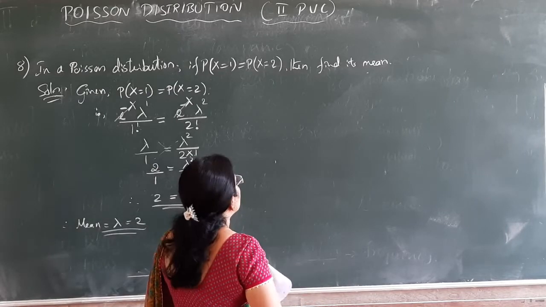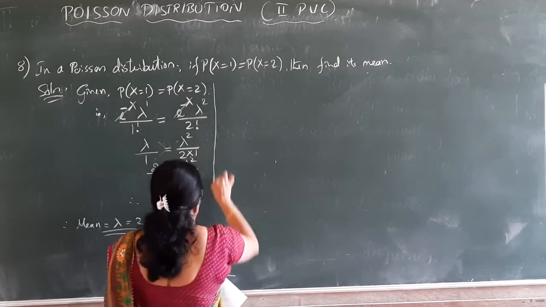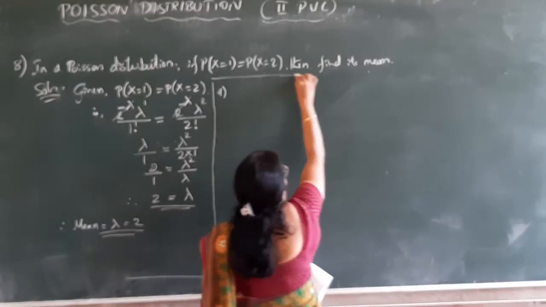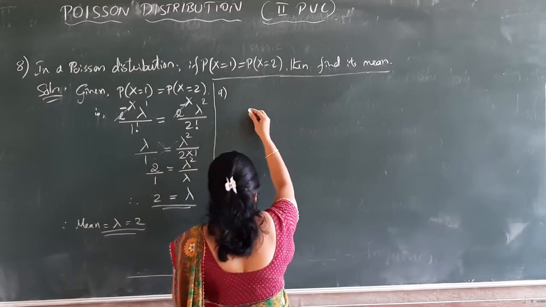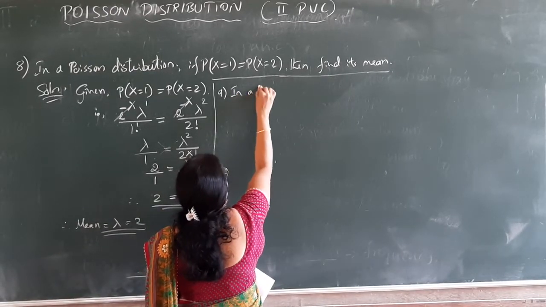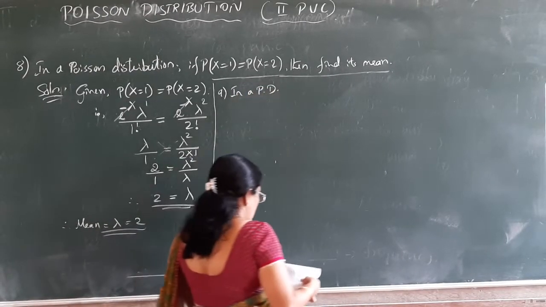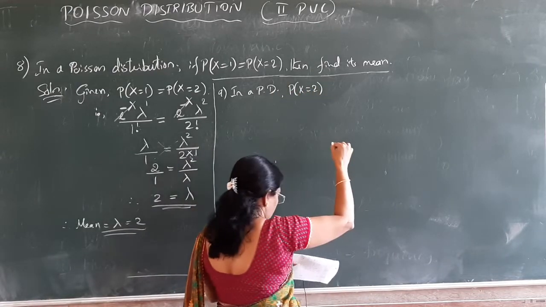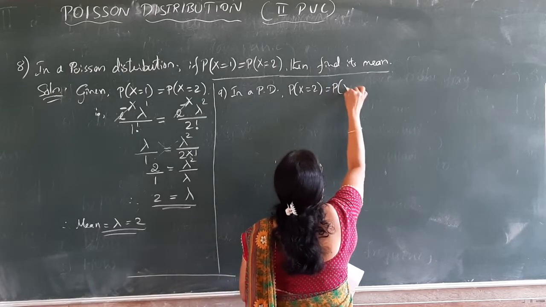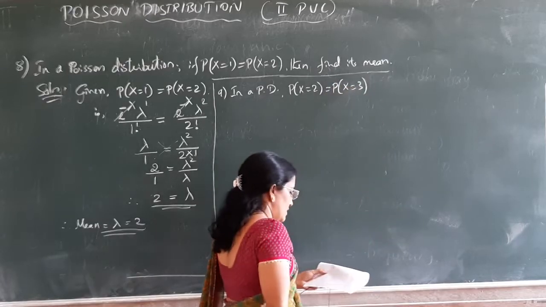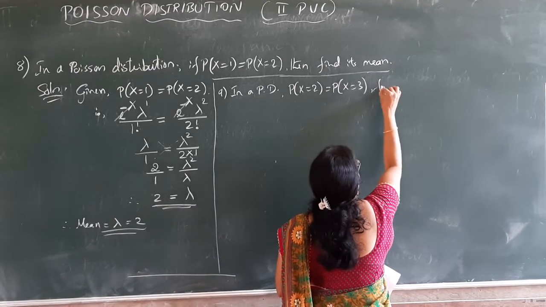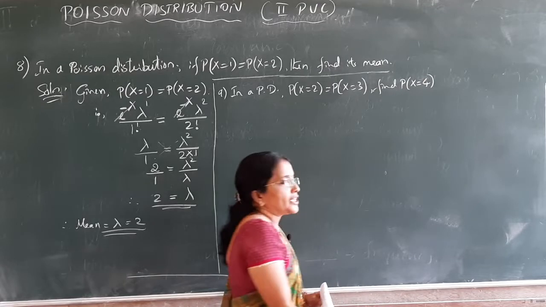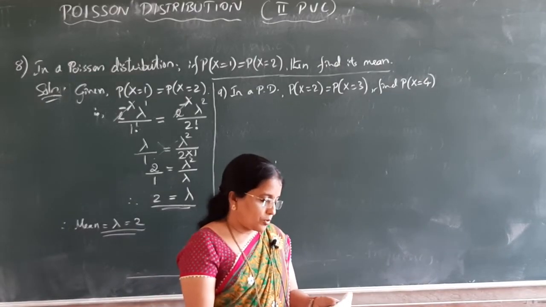One more problem. A 9th problem, I am going to continue here. In a Poisson distribution, P of x equal to 2 equal to P of x equal to 3. Find P of x is equal to 4.